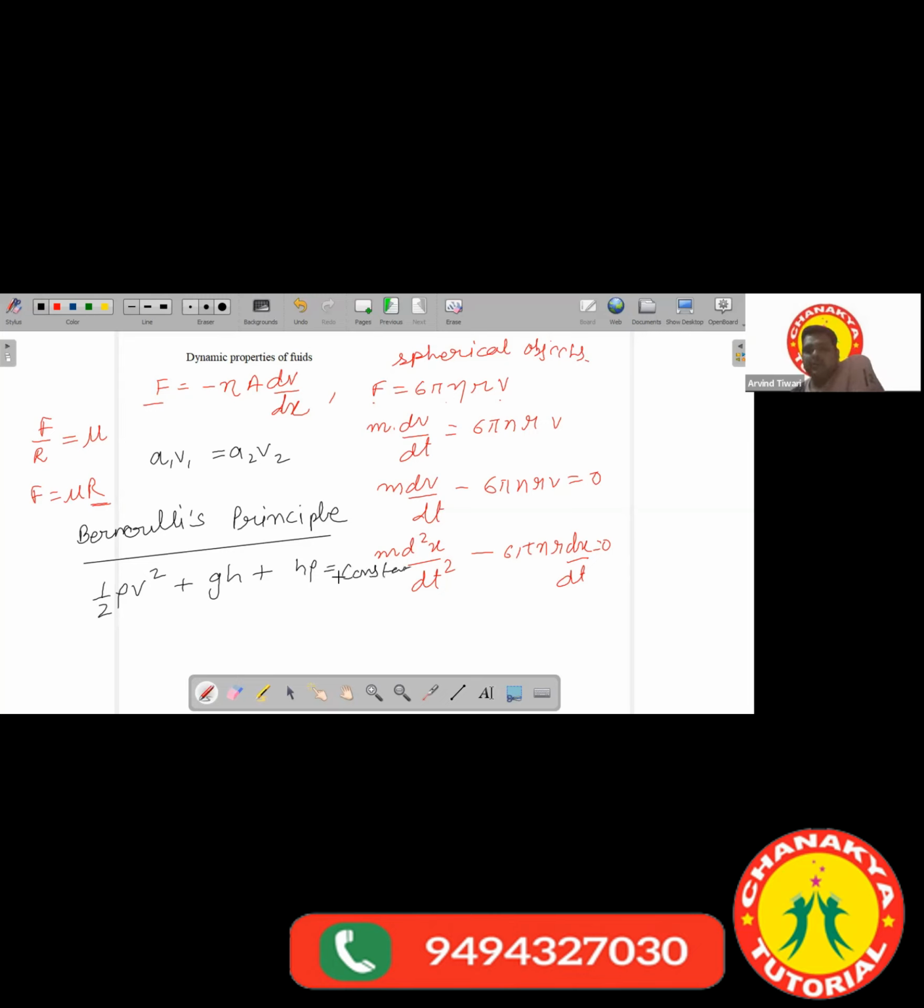Using this, if you increase the velocity, you will have a decrease in pressure. Sorry, it's P here, pressure. So we observe that if you increase the velocity, there will be a fall in pressure. If you increase the pressure, there will be a fall in velocity. Because of this, we can explain certain phenomena like the thatched roof being blown away and airplanes taking off. All those phenomena can be explained using Bernoulli's principle.